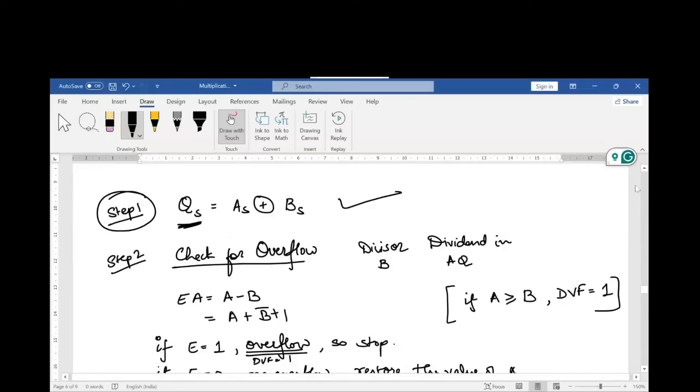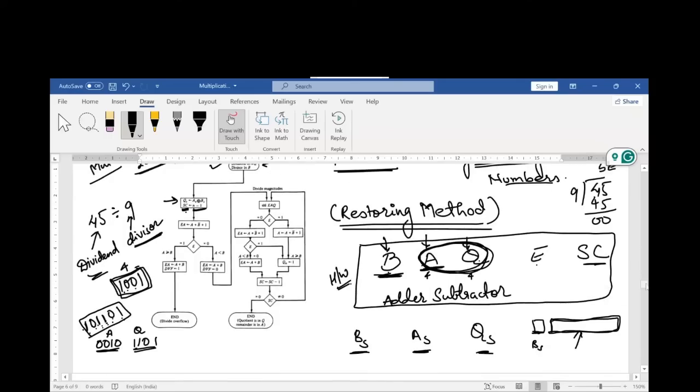After completion of this entire algorithm, your final answer would be stored in A and Q. We are going to take three registers B, A and Q. Your final result, the quotient, would be stored in Q and your remainder would be stored in A. Initially, as I told you, we start with the dividend in AQ together. But as we complete the algorithm, like in multiplication where the final product was in AQ together, here the quotient would be in Q and the remainder in A.